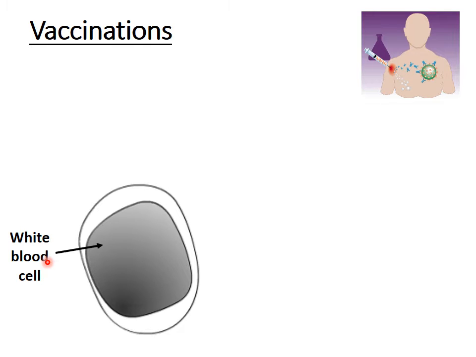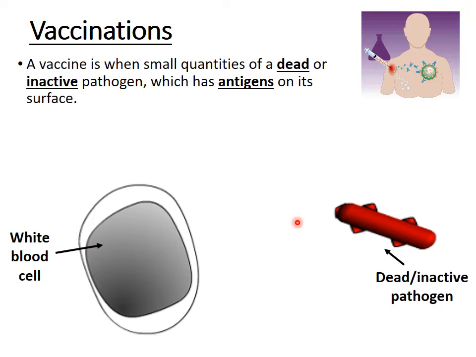So vaccinations are all about stimulating your immunity artificially so that we are able to be immune to a disease that's potentially really dangerous for us. So the question is about how these work. One of the things that a vaccine can contain is small quantities of a dead or inactive pathogen. Now, the bonus of a dead or inactive pathogen is that it has these antigens on its surface, which are the same as the real thing.